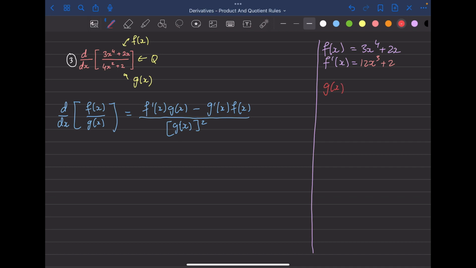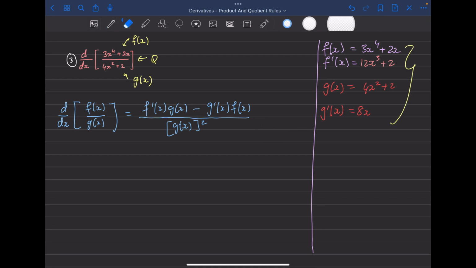For g of x, this is from the question again. This would be equal to 4x squared plus 2. And then for g prime of x, this is pretty easy: 2 times 4 is 8. X to the power of 2, decrease the exponent by 1, you get x to the power of 1, which is just x. And then the derivative of any constant is 0, so that goes away. So this is the derivative of g of x. And now we have everything we need to solve this expression.